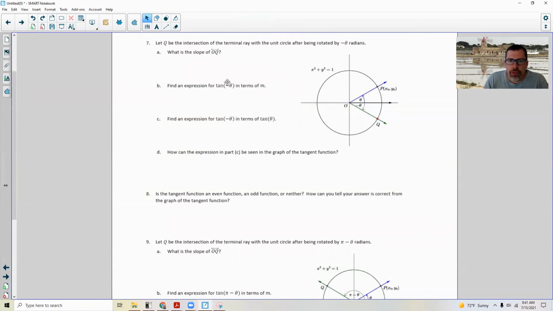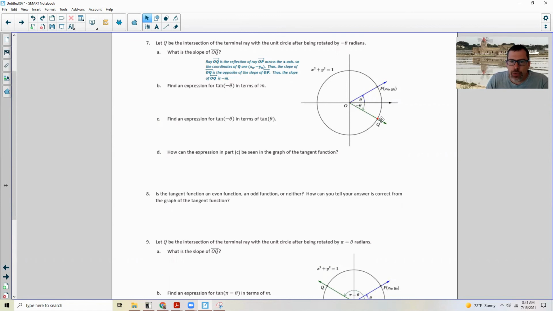Okay. Well, the slope of OQ would be... Ray OQ is the reflection of ray OP across the x-axis. So the coordinates of Q are x naught, comma, y naught, negative y naught. Thus, the slope of OQ is the opposite of the slope of OP. Thus, the slope of OQ is negative m. Okay? B says, find an expression for the tangent of negative theta in terms of m.